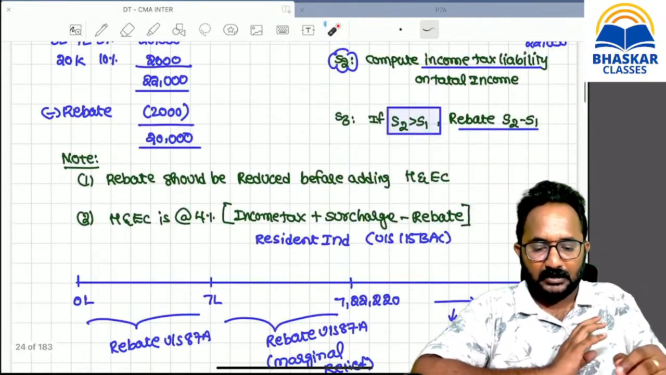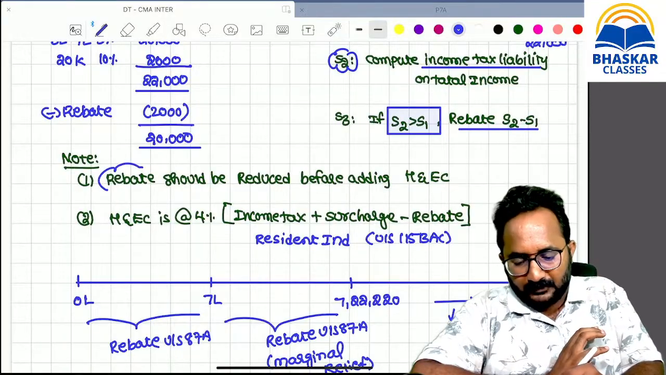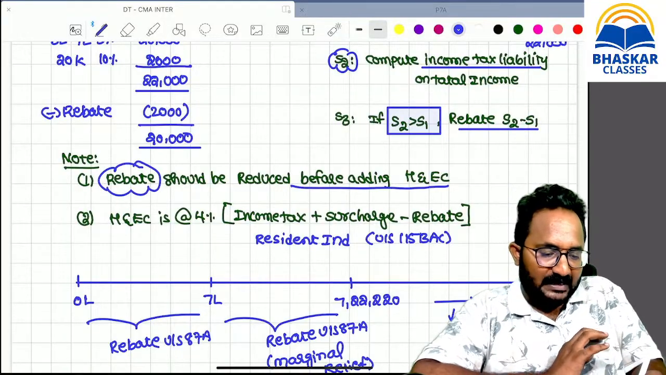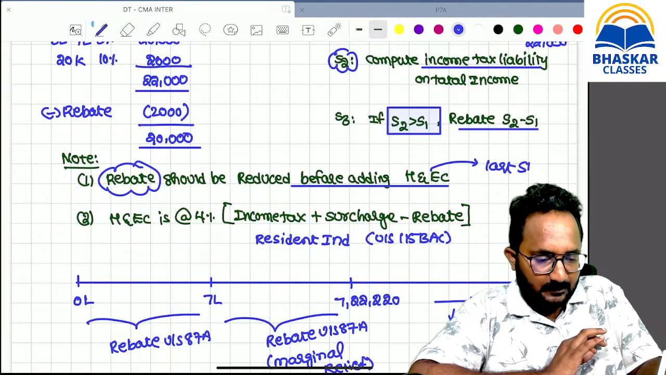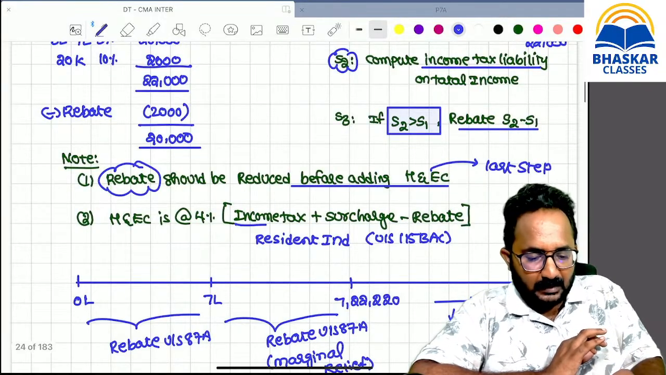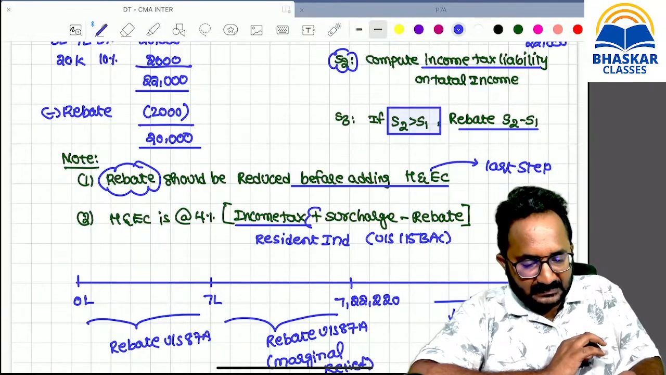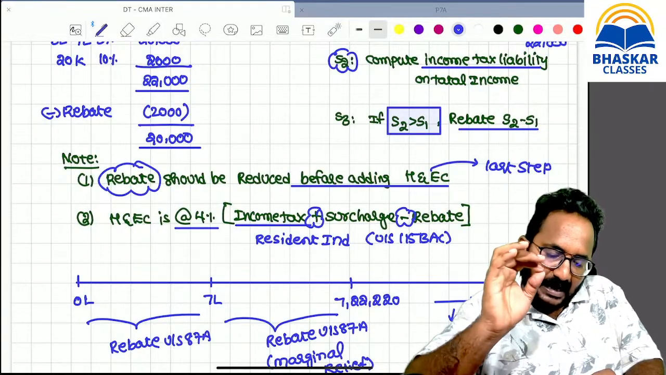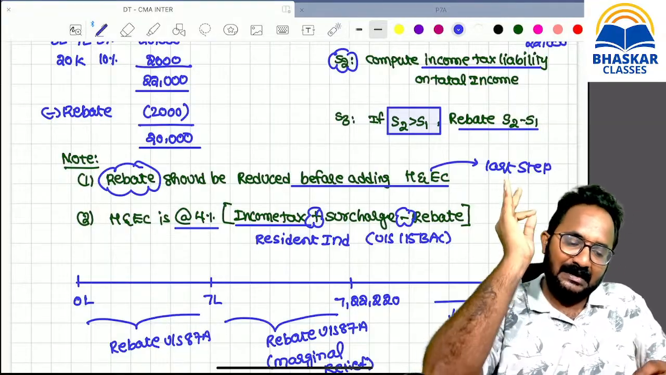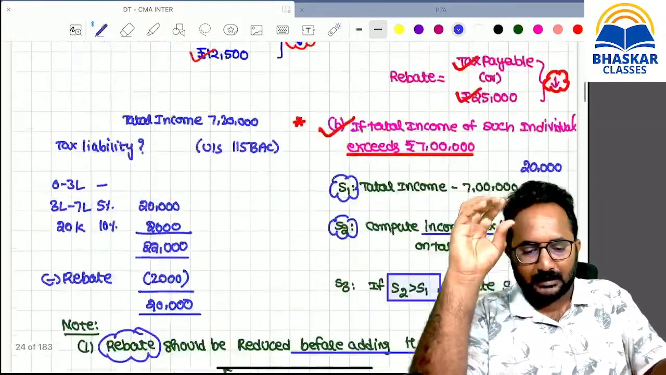All of you, are you understood, ma? Rebate always should be reduced before adding education cess. That's why I am saying education cess is the last step in the tax computation. Income tax, if applicable, you can add surcharge. If rebate is there, please reduce the rebate. After that, you can add 4% as health and education cess. Are you clear, ma, up to now?